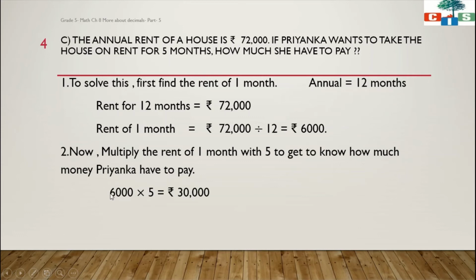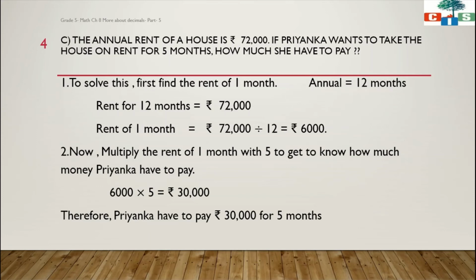So when I multiply 6,000 with 5, I will get the product as 30,000. See, 6 multiply by 5, 6 5s are 30. Then 1, 2, 3, I will put zeros as it is. So our final answer is that, therefore Priyanka has to pay rupees 30,000 for 5 months. Here also, first of all, we have done division for finding the rent of 1 month, and then we have multiplied with 5 for finding the rent for 5 months.